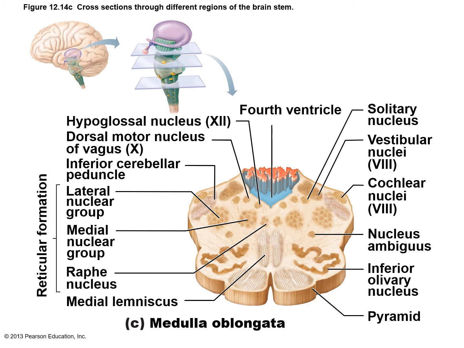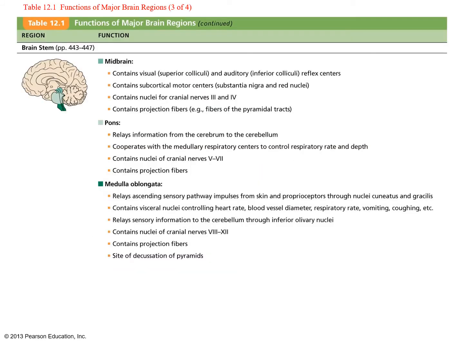Finally, we have the fourth ventricle, which is filled with cerebrospinal fluid, and this red portion immediately behind the fourth ventricle is the choroid plexus, and this is composed of ependymal cells that produce cerebrospinal fluid. So you can see the major functions of the midbrain, the pons, and the medulla.